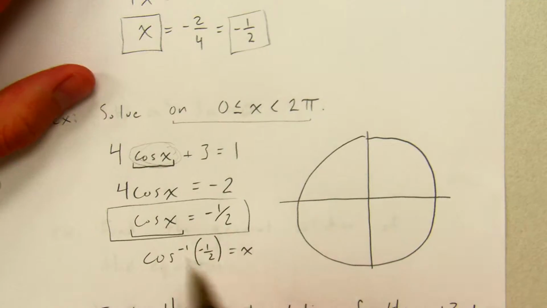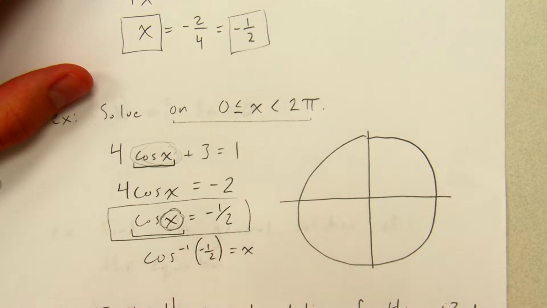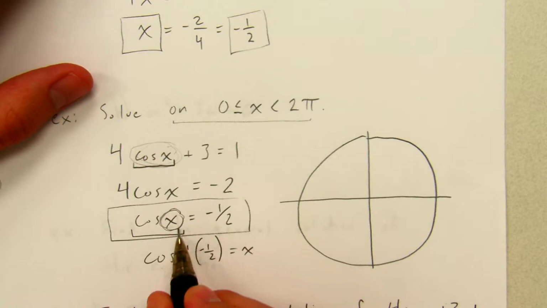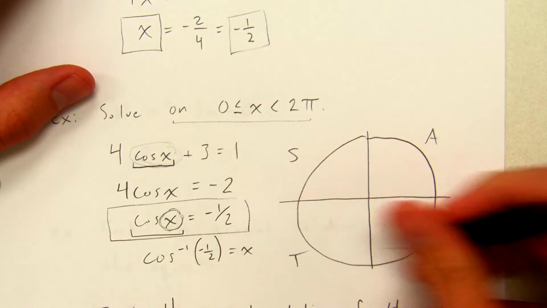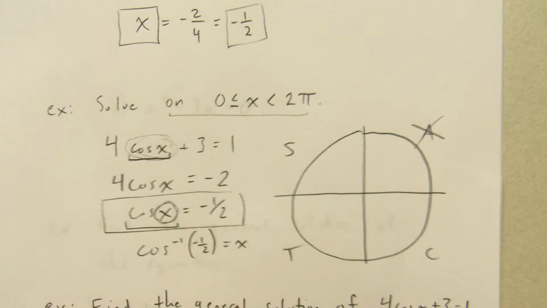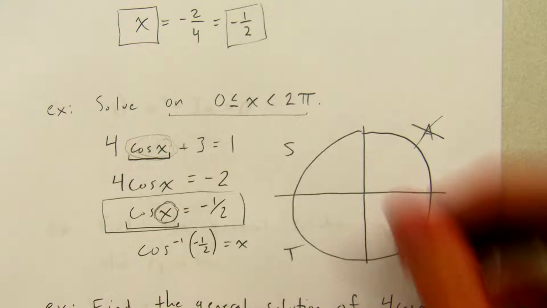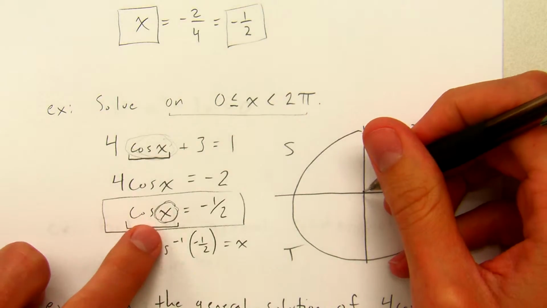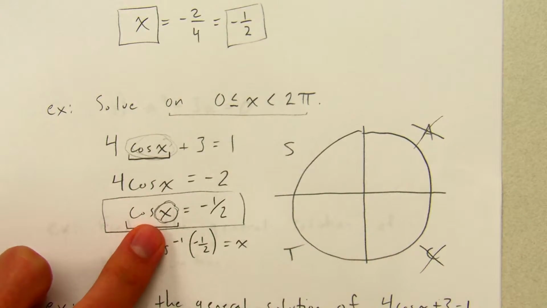Now, one thing I know about whatever angle this is, cosine of some angle that equals -1/2, is that cosine of that angle is negative. So, all students take calculus. Which quadrants have angles whose cosines are negative? Not this one, they're all positive there. And not this one, cosine and its reciprocal are positive there. So I know that there's going to be an answer for this angle in quadrant 2 and in quadrant 3.